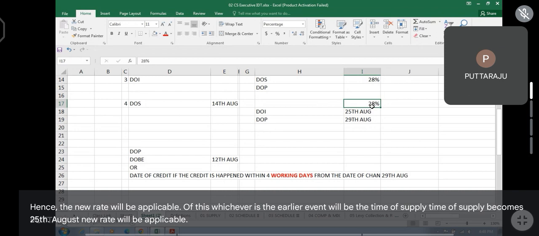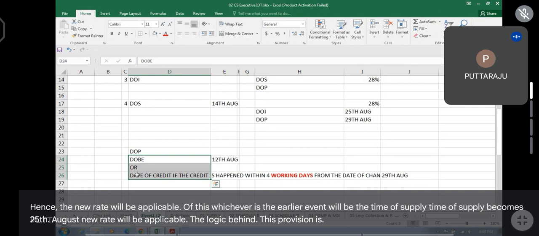The logic behind this provision is to avoid any malpractice by the suppliers.